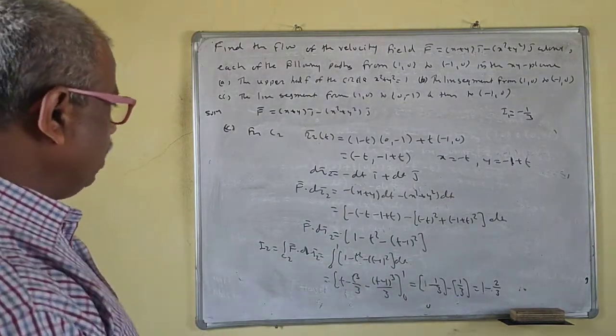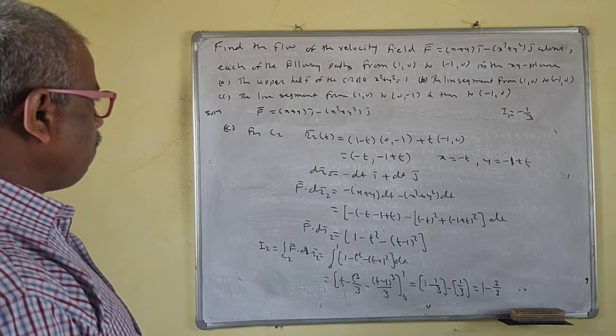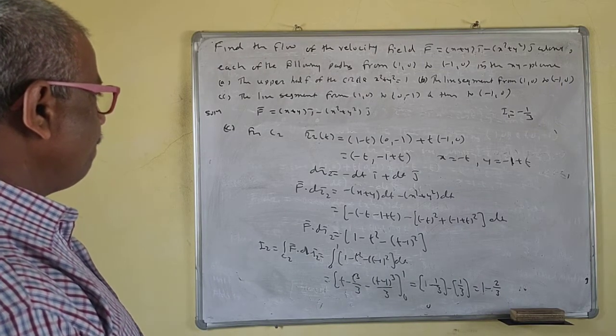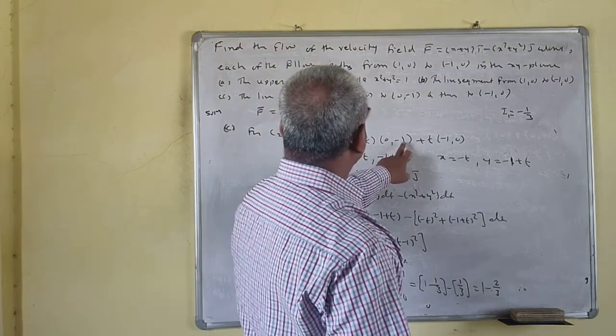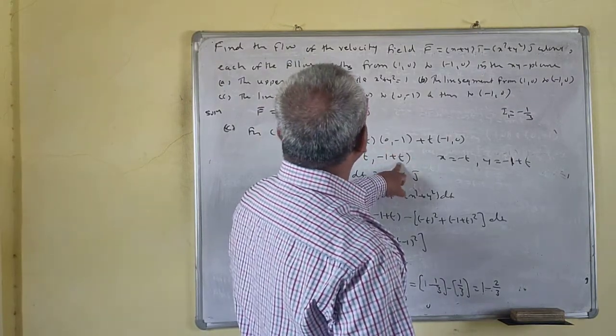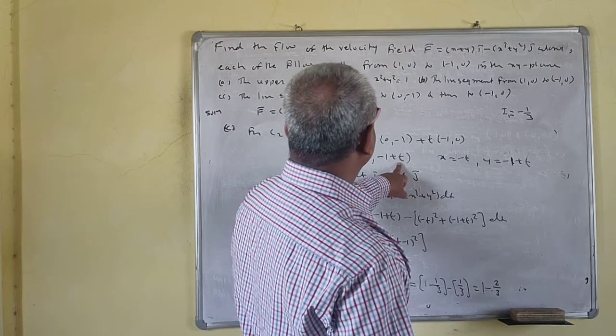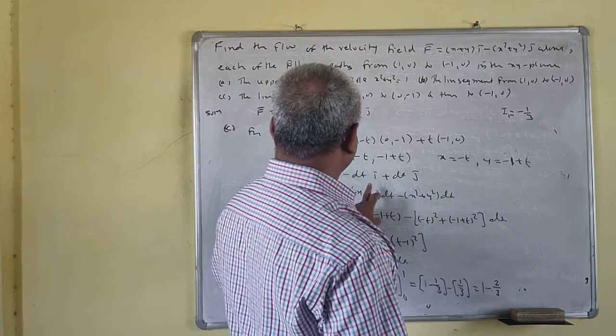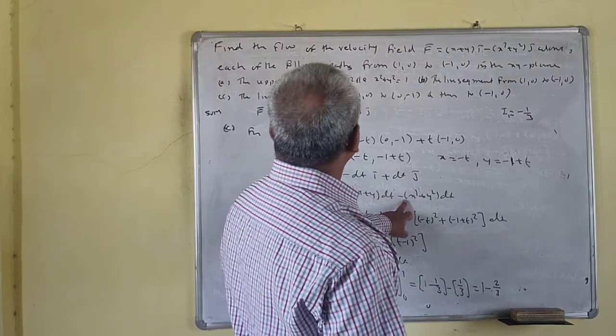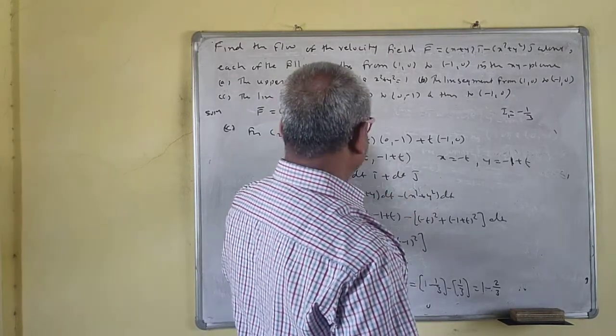Okay, so something is wrong. Minus 1 plus t, this is correct. This is minus t, minus dt, this is correct. Minus this, so this is your x square, this is minus.